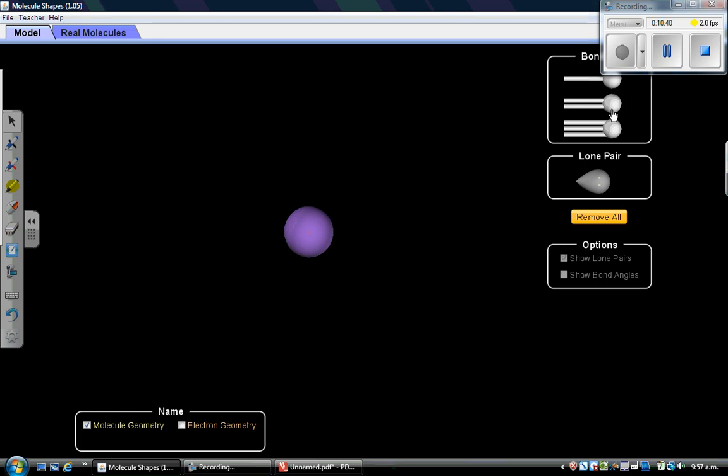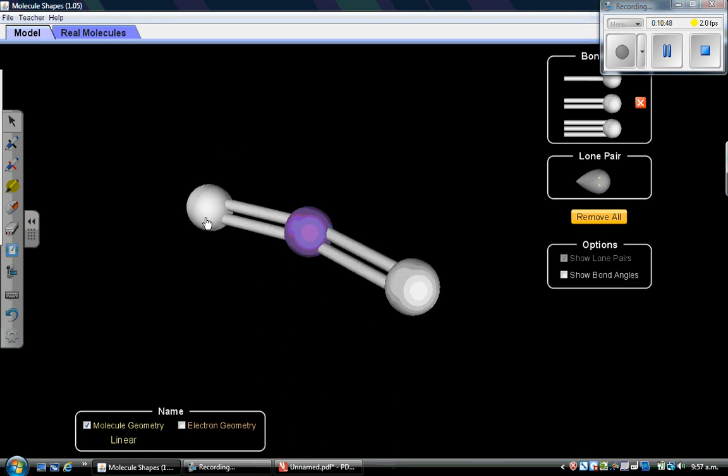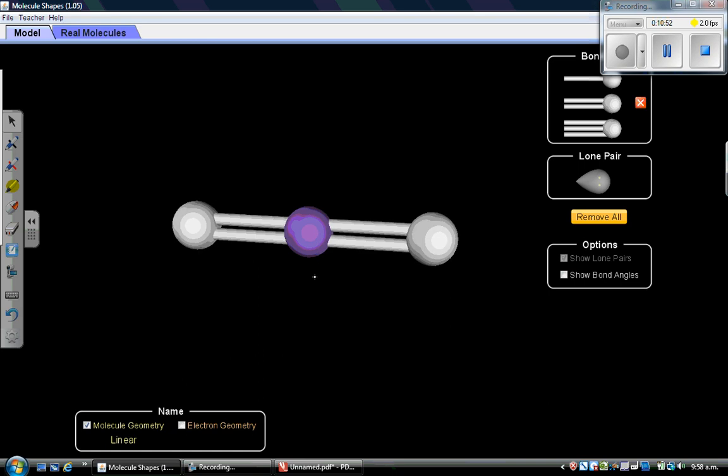So if we do CO2 first, CO2 looks like that, and you can manipulate your molecule in 3 dimensions. The blue one represents carbon, and the 2 grey ones are oxygen. You have your double bonds there, and down the bottom it tells you the molecular geometry, which is linear.